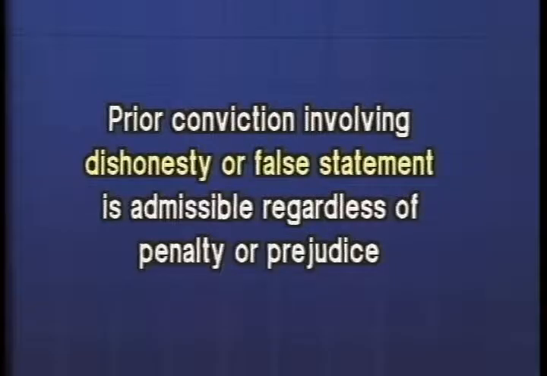In civil cases, and in criminal cases where the witness to be impeached is not the defendant, Rule 609 is not particularly troublesome. But in criminal cases where the witness to be impeached is the defendant, 609 really creates some problems. If the prior conviction involved dishonesty or false statement, it can be received without regard to the penalty and without even trying to balance the probative value versus unfair prejudice.